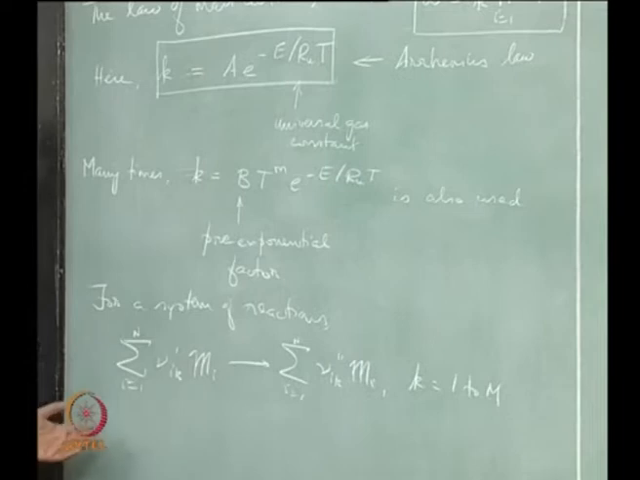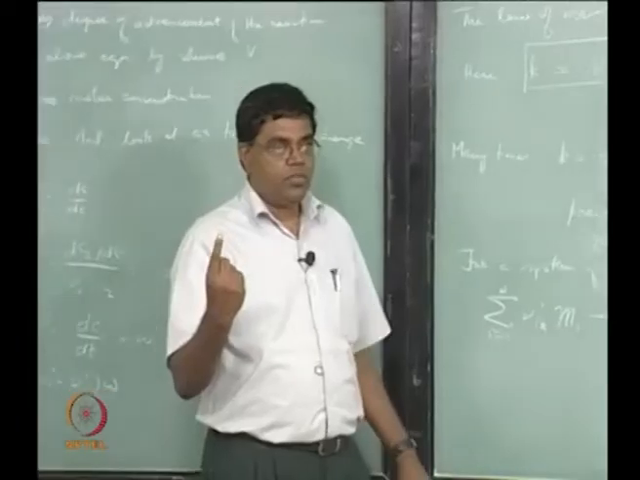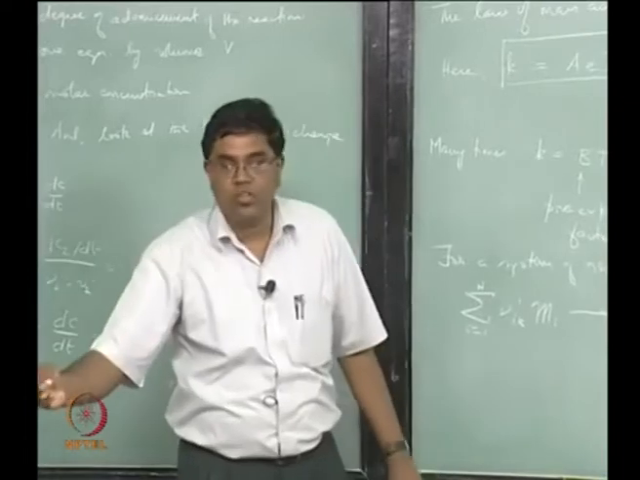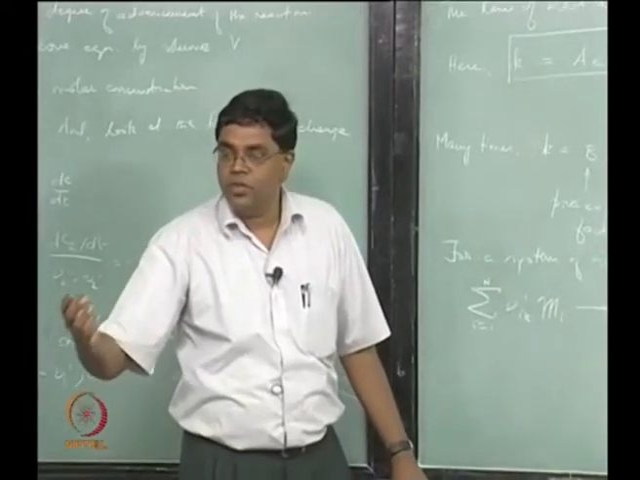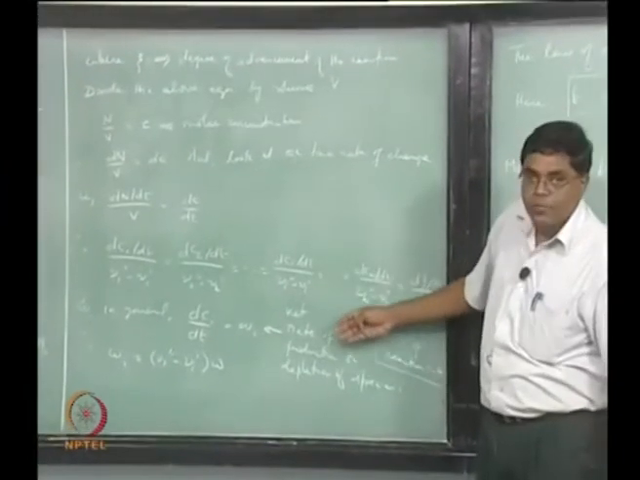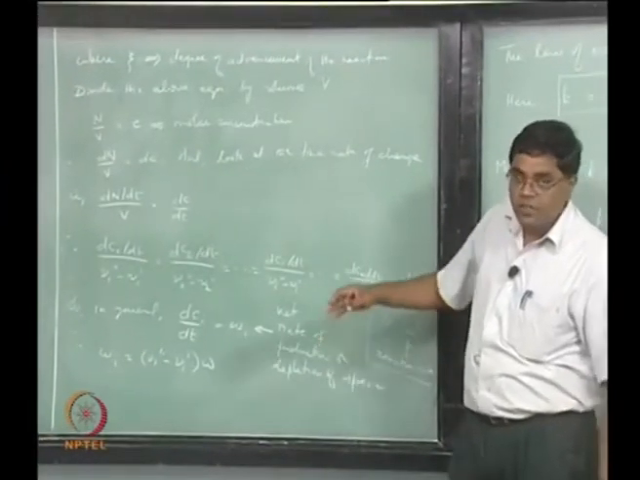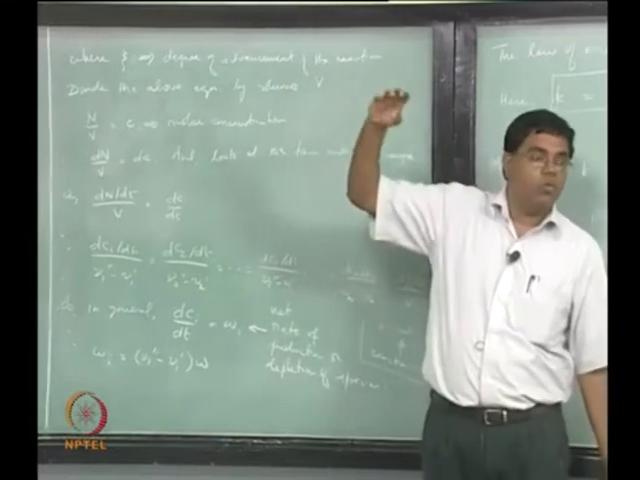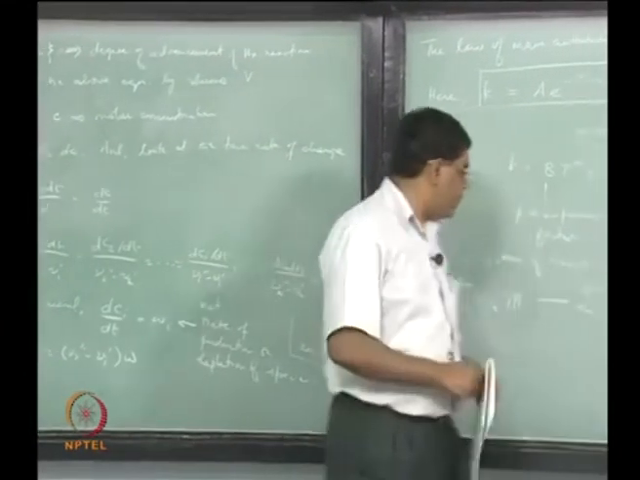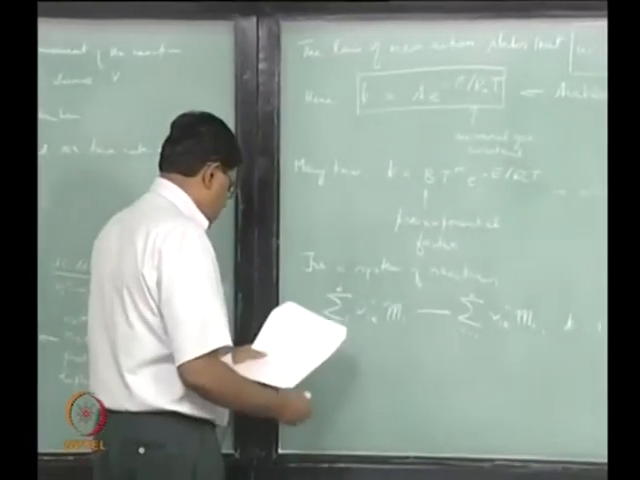Why would you worry about a system of reactions or a multi-step chemistry? The reason is, as I told you sometime back, a species that is produced in one reaction could be consumed in another reaction. So the net rate of production or depletion of a species will now be dependent on how much is produced in each of the chemical reactions, right? So that's what we are going to keep track of.